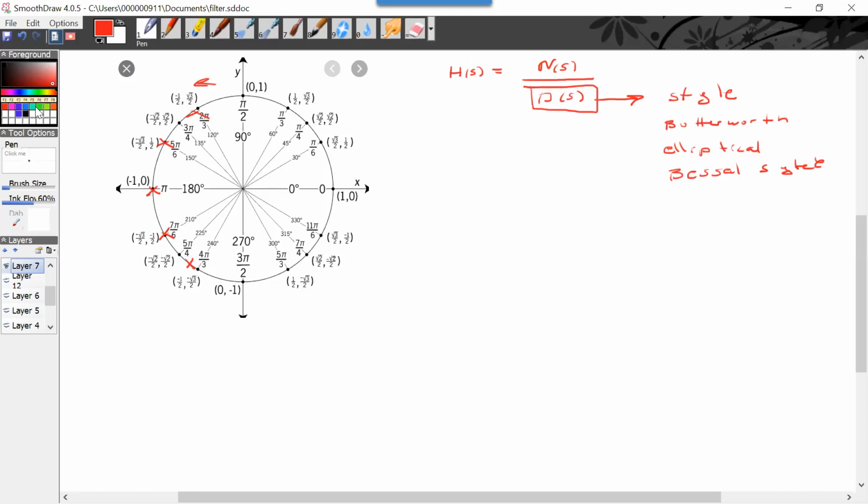All right. Now, as a quick review, N of S is the type of filter. Low, high, band, and notch, right? So I can have a low, high, band, or notch Butterworth, low, high, band, notch elliptical, low, high, band, notch Bessel, and then there's this other one, Chebyshev, all right?